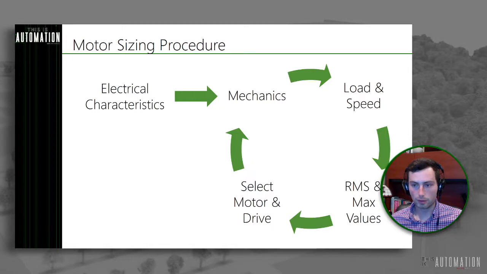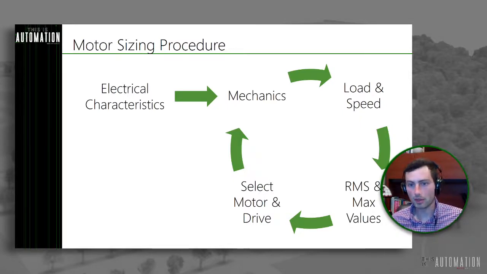For example, the first thing you'll probably need to know is, is this a rotary axis or a linear axis? What kind of gearing are you using? What kind of transformations are there? For example, a rack and pinion, or belts or pulleys, those kinds of things can seriously impact the motor sizing. So that's the first thing that you need to nail down. What does my system actually look like, and how are all the components coupled together?